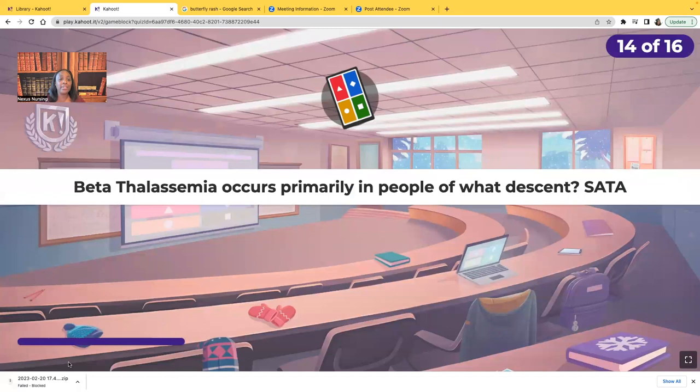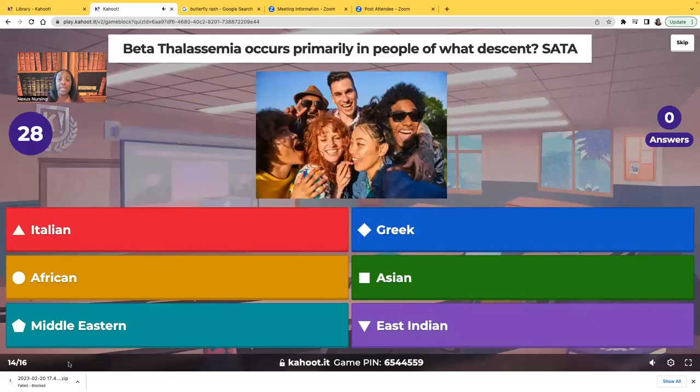Select all that apply. Beta thalassemia occurs primarily in people of which descent? Is it Italian? Is it Greek? African? Asian? Middle Eastern? East Indian? Select all that apply. Beta thalassemia.